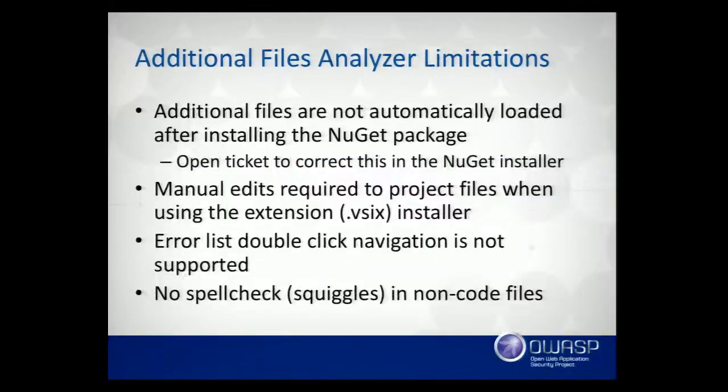I talked about these limitations already, so just a recap. They're not automatically loading additional files. You need to edit your csproj files to add that content option. And I will get the ticket eventually worked through on my side for the tool I'll show you in a minute to have NuGet do that for you. You have to manually edit your project files if you're going to use the VSIX extension install option.